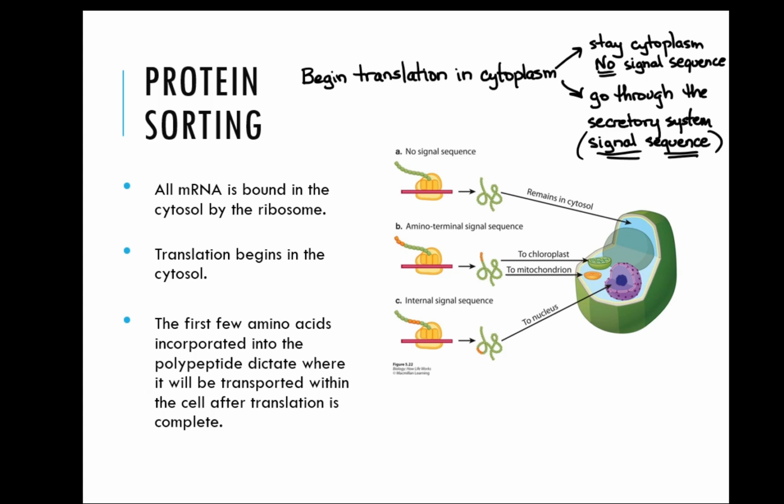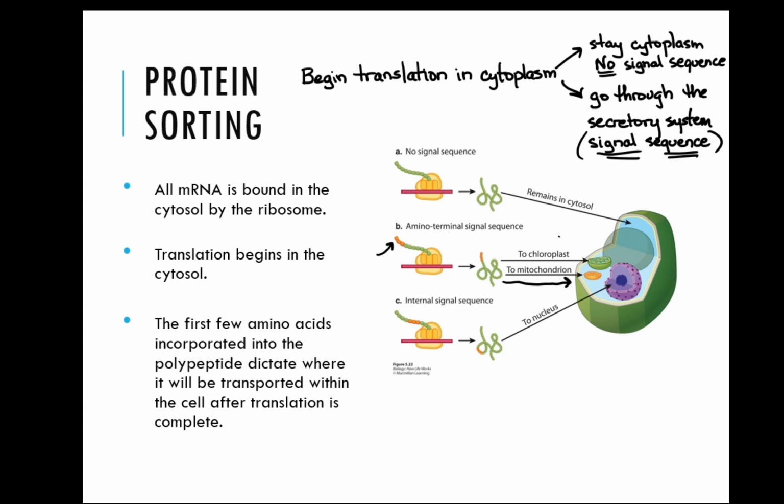So pretty simple. If you have this terminal signal sequence here, you can go to the chloroplast, but we're going to really track to the mitochondria because we're mostly focused on animal cells.